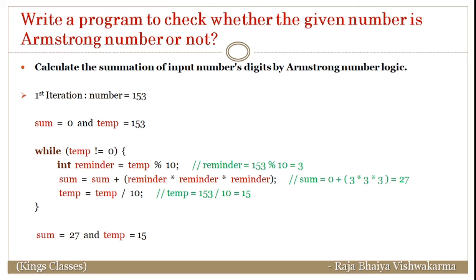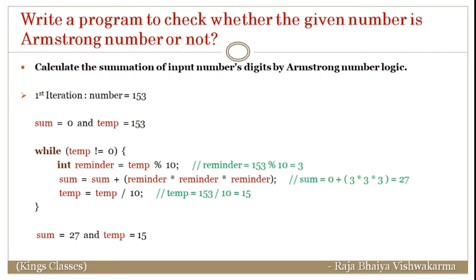After that we get the remainder by using the modulus operator, and that will be 3. Next we calculate the sum. The initial sum is 0, so 0 plus the 3 times multiplication of the remainder, that is 3, gives the sum as 27. We have to remove the digit from the number. For that we divide it by 10, so we get the number 15 out of 153.